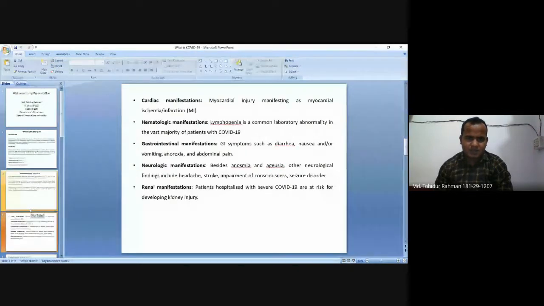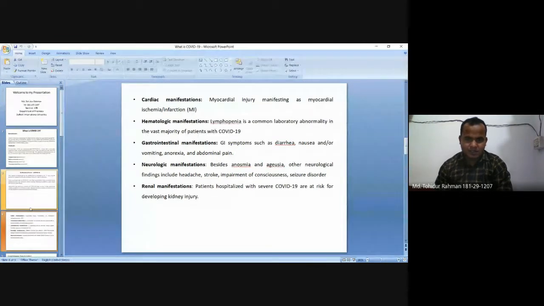Cardiac manifestation: myocardial injury manifesting as myocardial ischemia or infarction. Hematologic manifestation: lymphopenia is a common laboratory abnormality in the vast majority of patients with COVID-19. Gastrointestinal manifestations: GI symptoms such as diarrhea, nausea, vomiting, and abdominal pain.